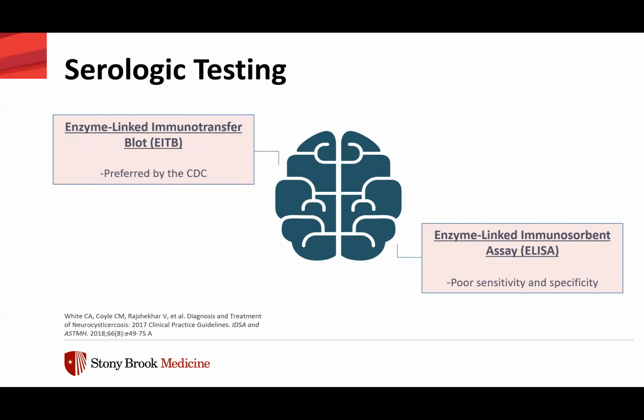The last aspect of diagnosis is serologic testing. There are two tests that are available. We have the enzyme-linked immunotransfer blot, or the EITB. This is preferred by the CDC. The second test is the enzyme-linked immunosorbent assay, or the ELISA test. However, this has a high risk of false negatives and false positives, so it is not preferred. I will say, though, the ELISA test is typically more available in different hospitals, whereas the EITB is not regularly performed. So we might be seeing patient cases where the ELISA test is performed first, and then it can be confirmed with the EITB test.